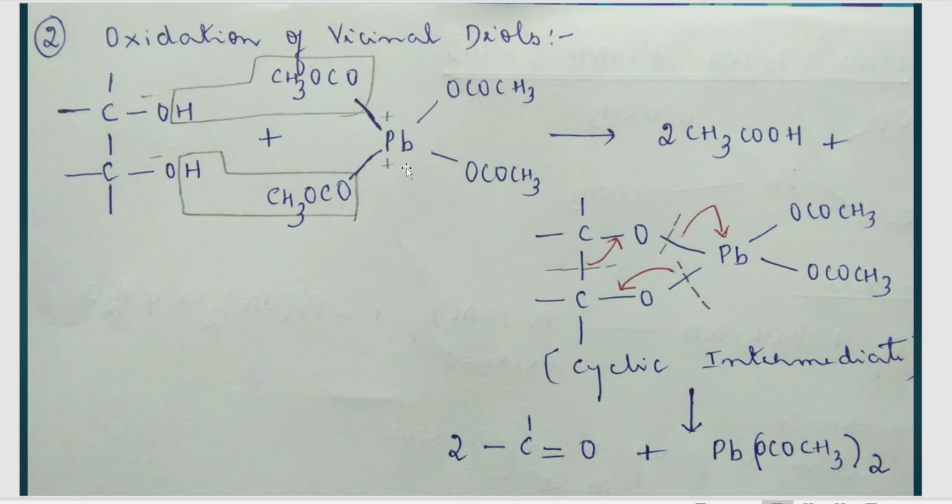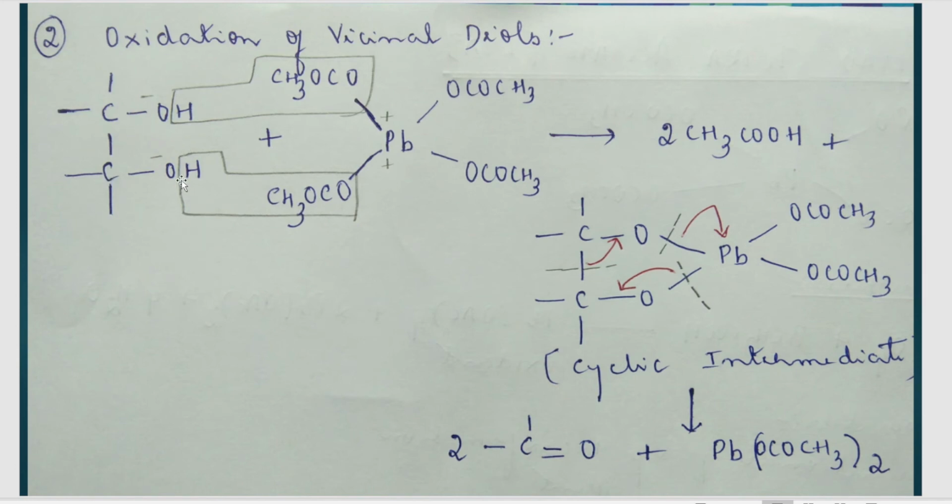We are taking our lead tetraacetate. You have already studied the mechanism in the previous reaction. The mechanism was almost the same for all the reactions here. So what happens here? Two acetate groups will leave from lead tetraacetate. Because of an acetate group leaving, Pb gets one positive charge, and once again one more acetate group leaves, so Pb gets one more positive charge.